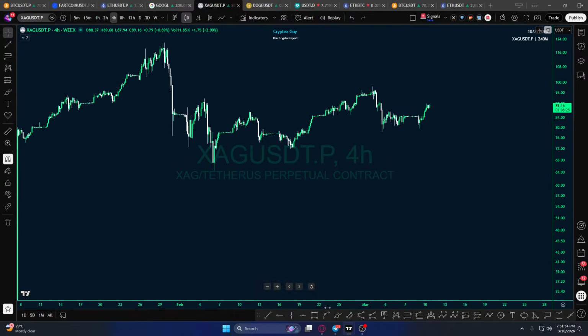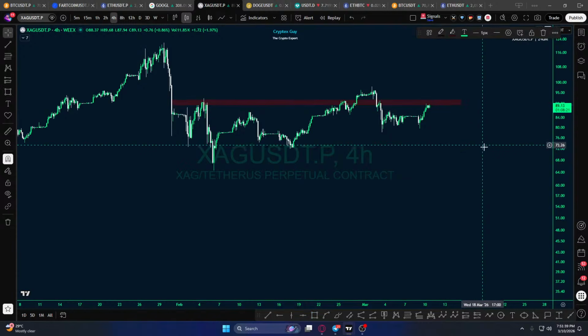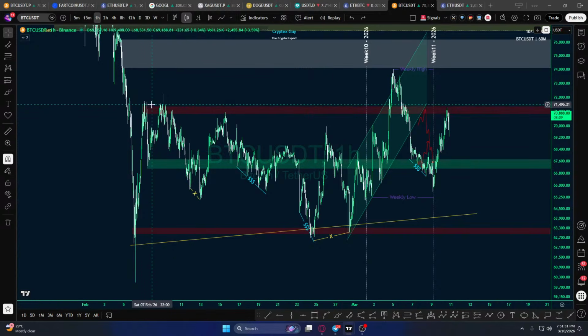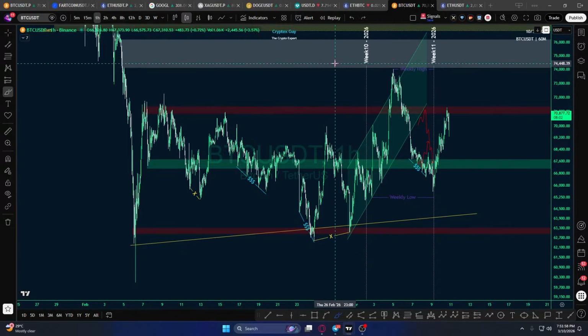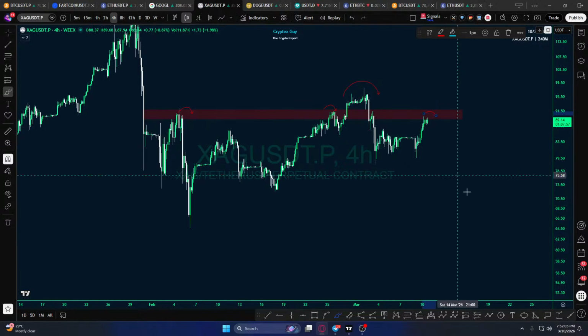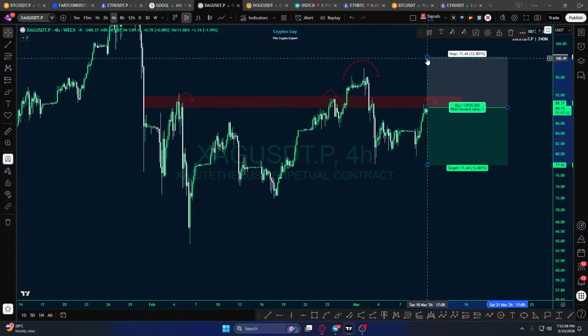Okay, so yep, you can see we have this zone over here, this zone over here. We just got rejected from here. Look like BTC, we have a deviation over here, then a rejection, and now we are looking at it. It's the same as BTC. You can short over here around $89 and place your SL at around $90. This is a risky one, so go with little margin.